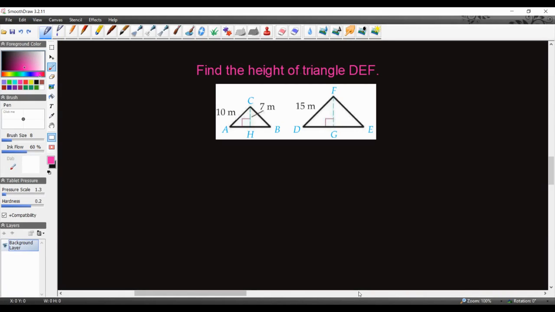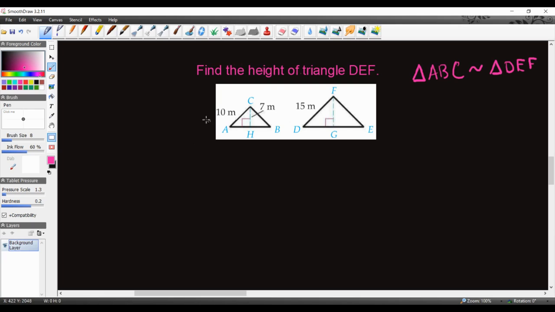Okay, we have another example here that's going to cover similar triangles. They're asking us to find the height of triangle DEF. Before we do that, I'm going to make a note here that triangle ABC, the first triangle, is similar to triangle DEF. Remember, this little symbol means similar.